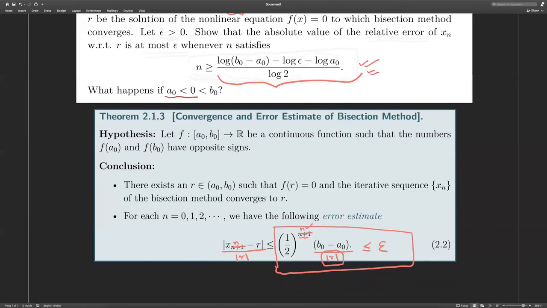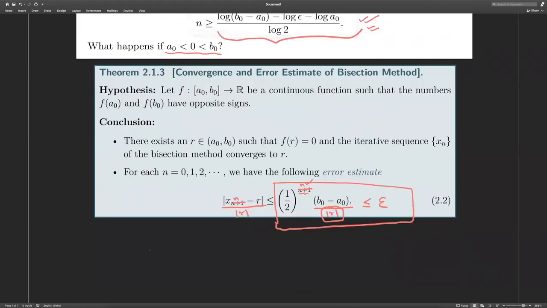Coming to the second part, well, you consider 3 cases. Case 1 is what happens when r is equal to 0. Well, in that case, the relative error is not well defined.